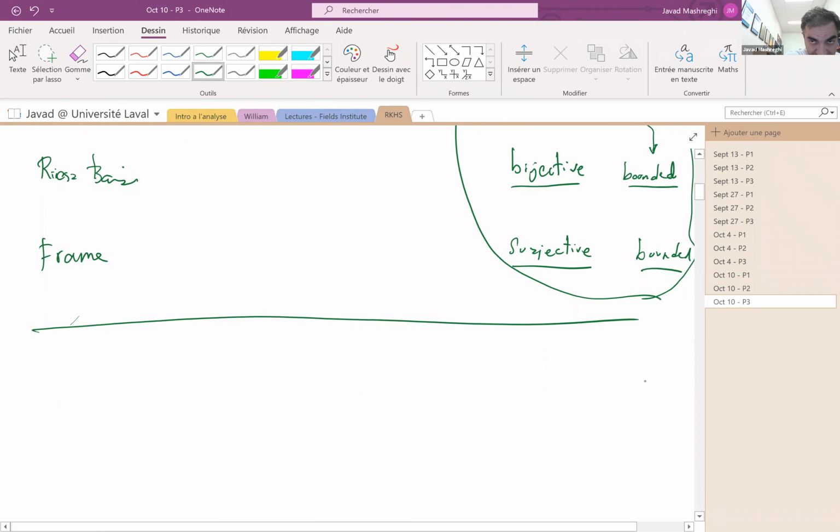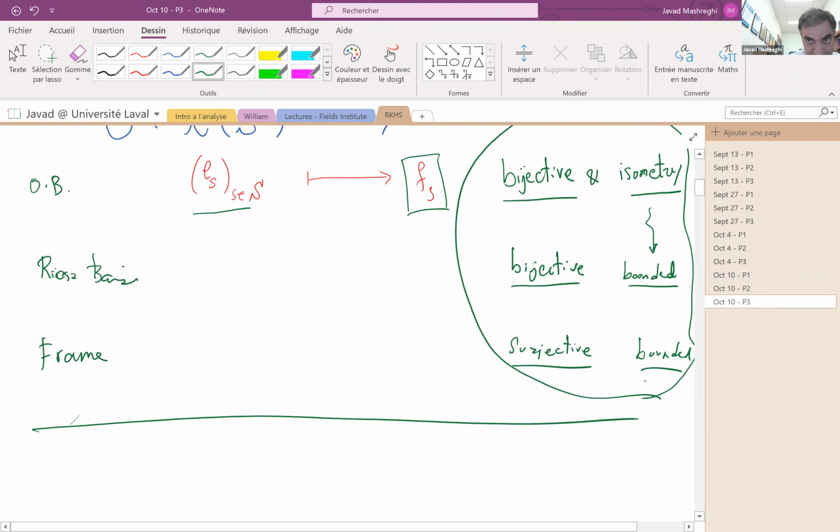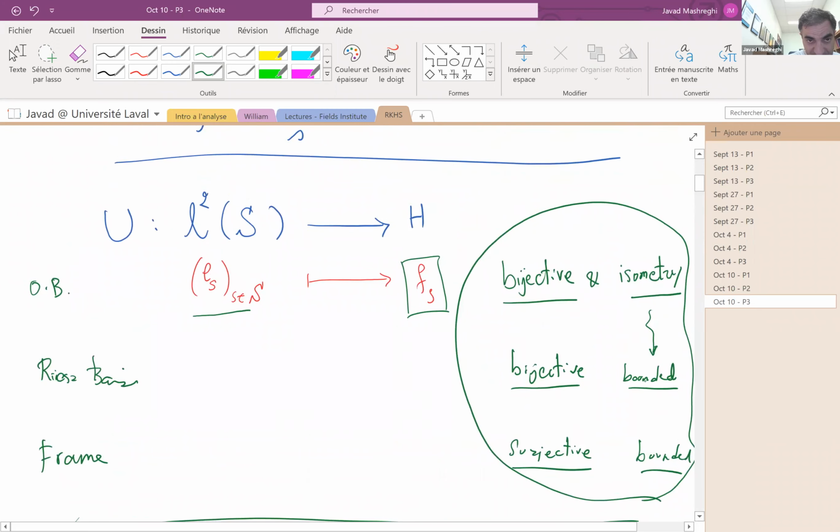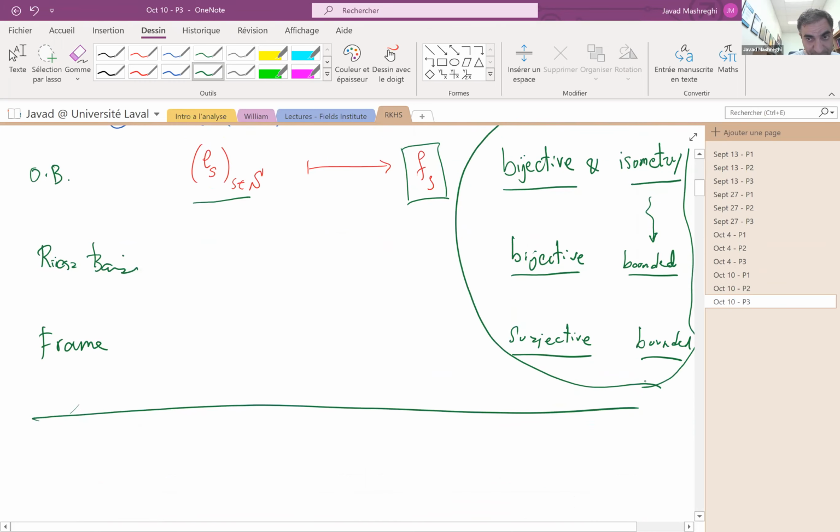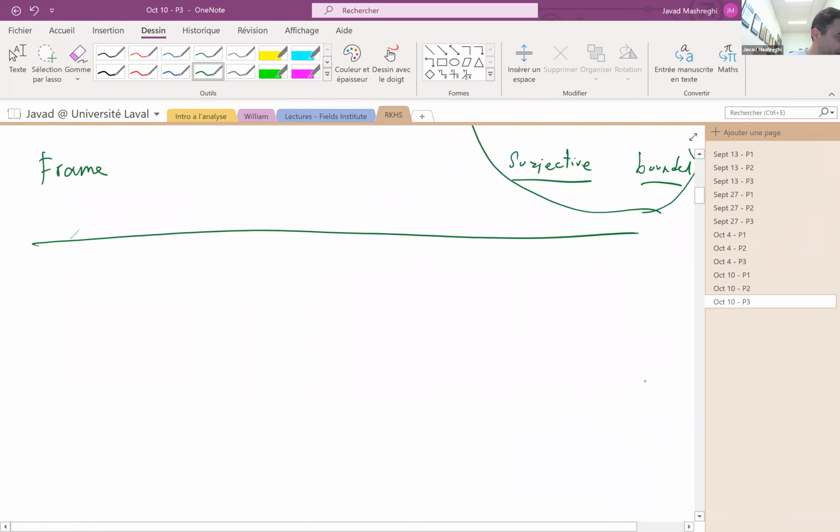Sir, yes. When you have bijective and isometry, then your H will be separable. S is not necessarily countable. Oh, okay, right. It can be in the countable case. Yes, we have a separable Hilbert space, which is, I mean, usually the case in our studies, but in the general setting, that's not the case. Even you need to be careful.